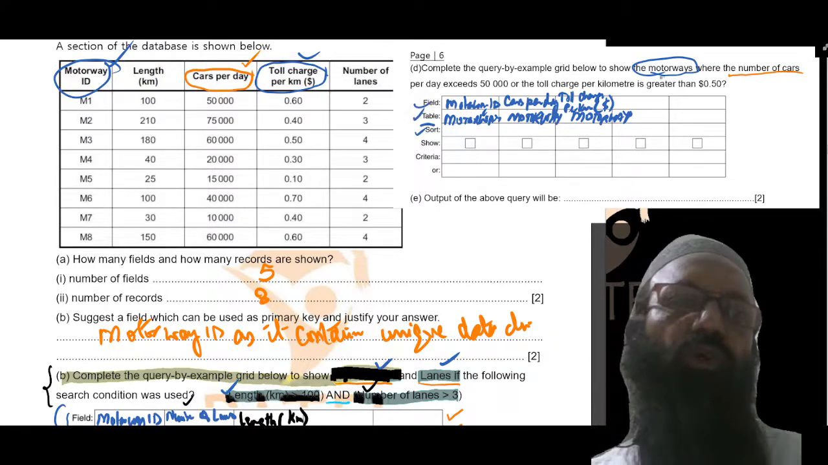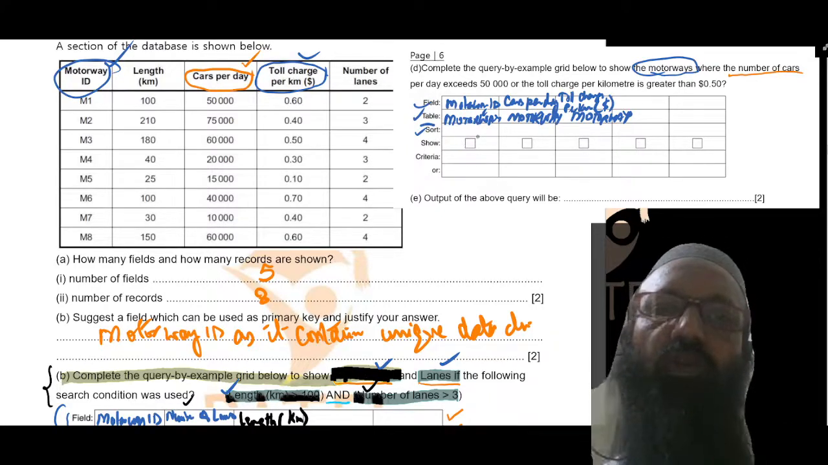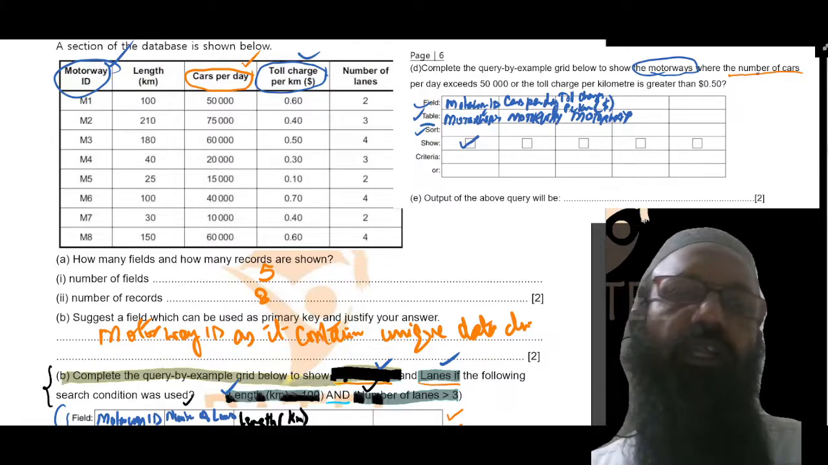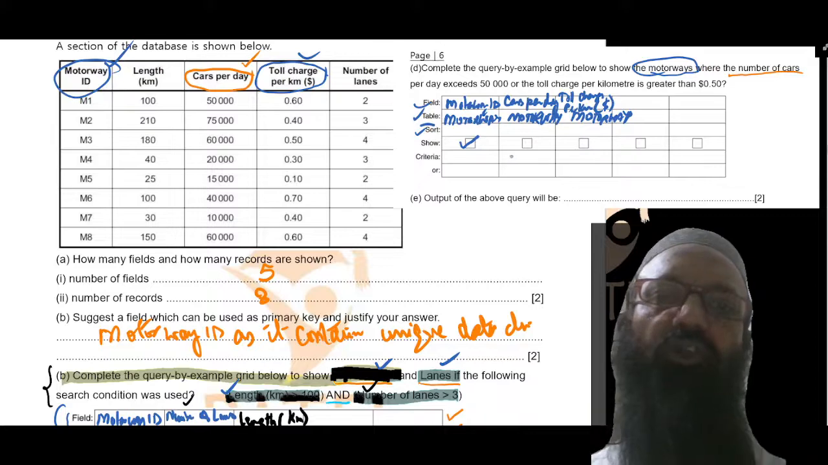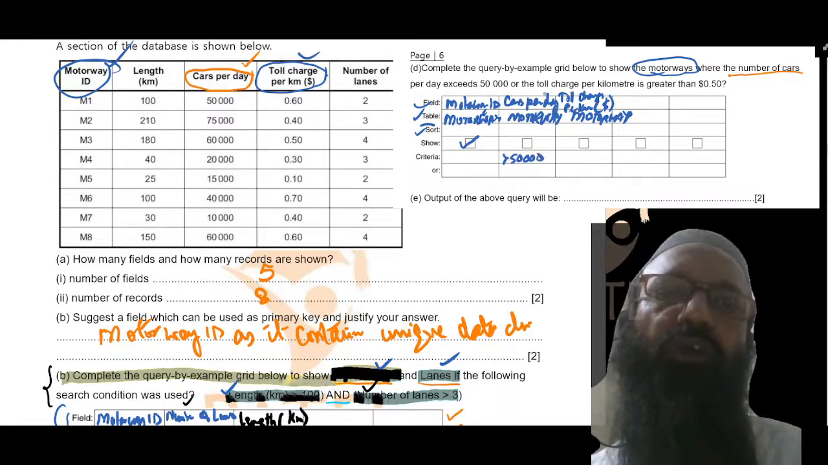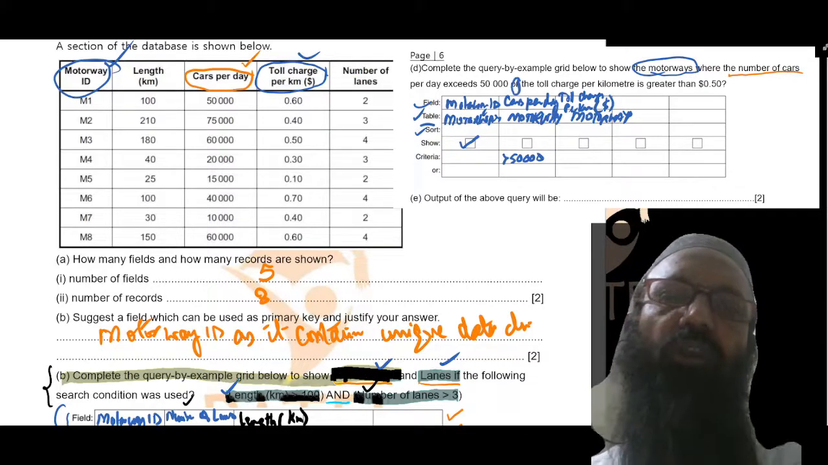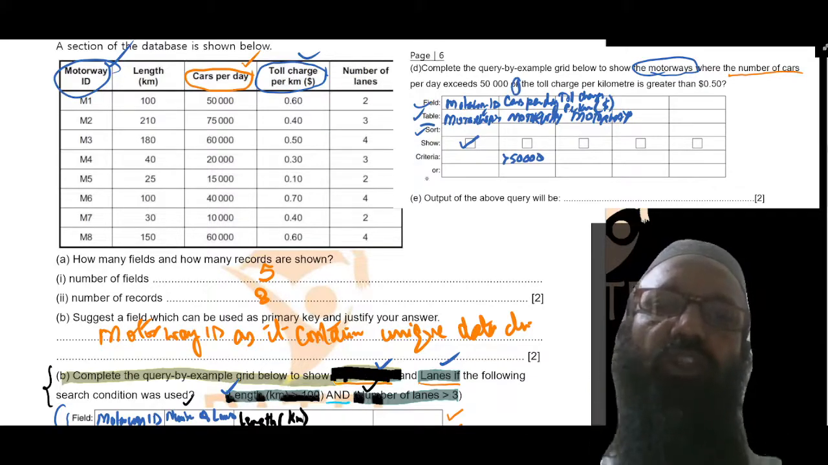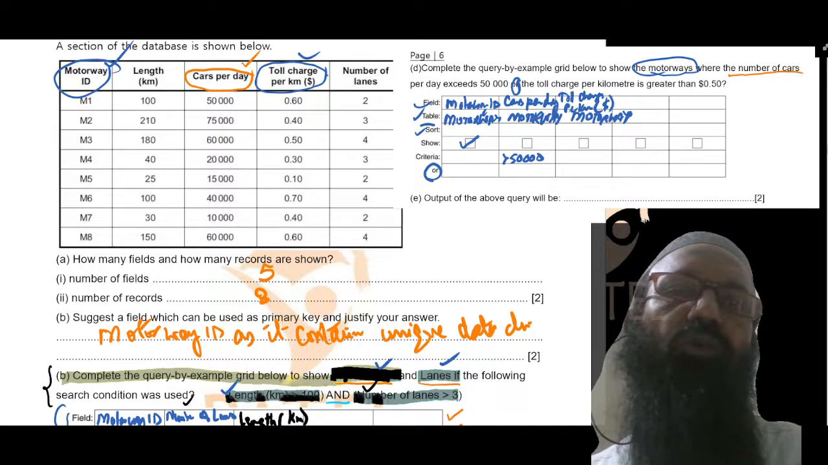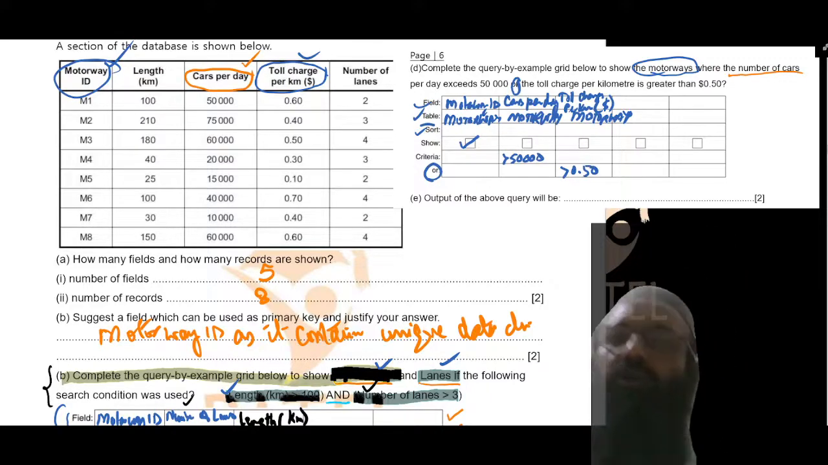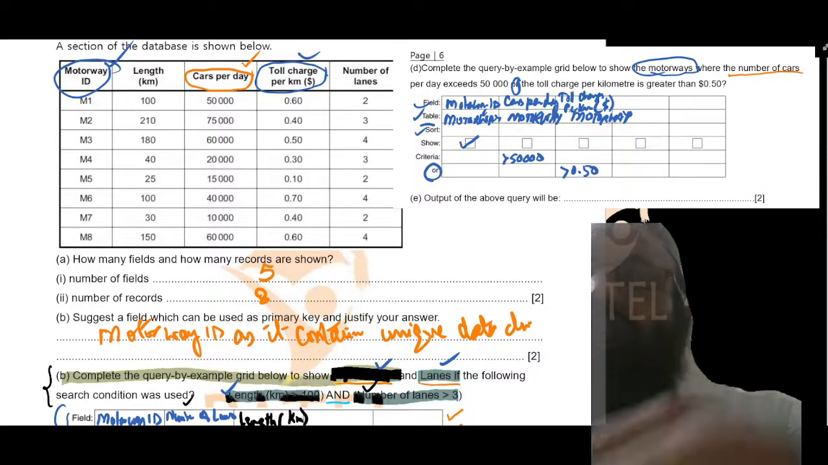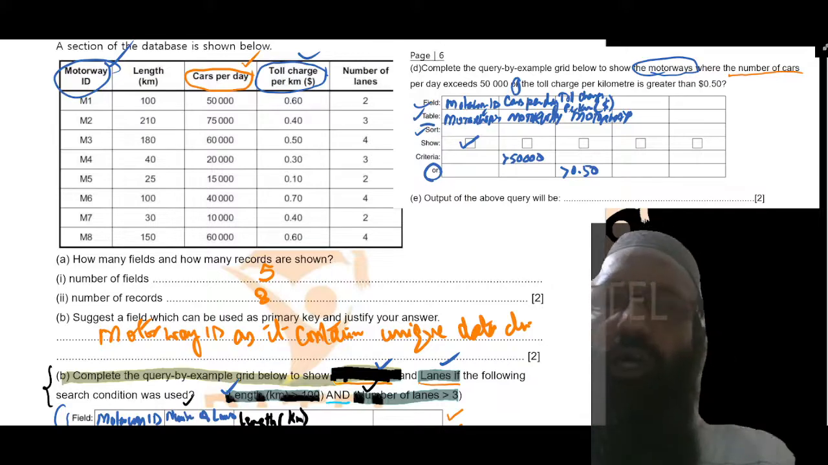Then show. Show the motorways, so you will tick only the motorway ID. And the criteria is cars per day greater than 50,000, so you will write greater than 50,000. Then you will observe OR is given. If OR is given, you will use this line, and here you will write toll charges greater than 0.50. Right, children? And then you are asked to write the output.